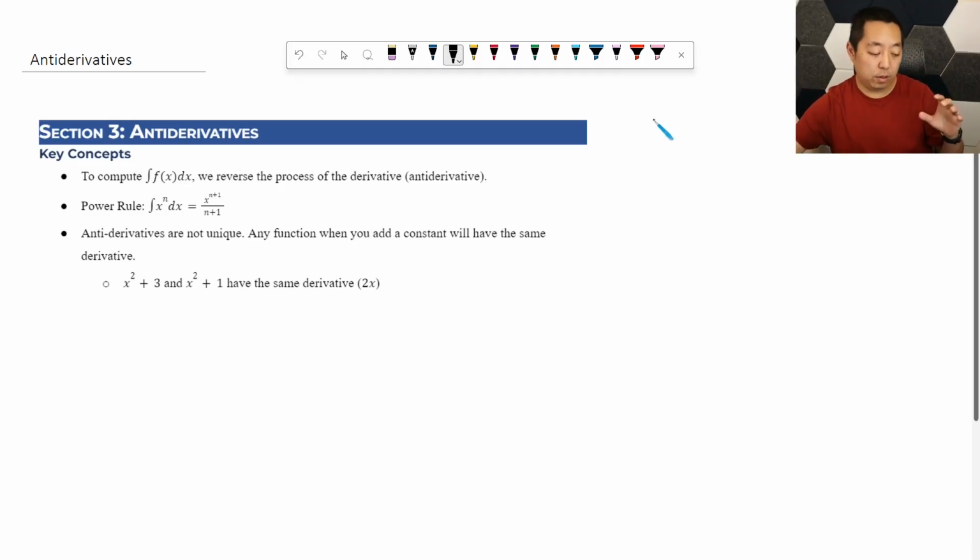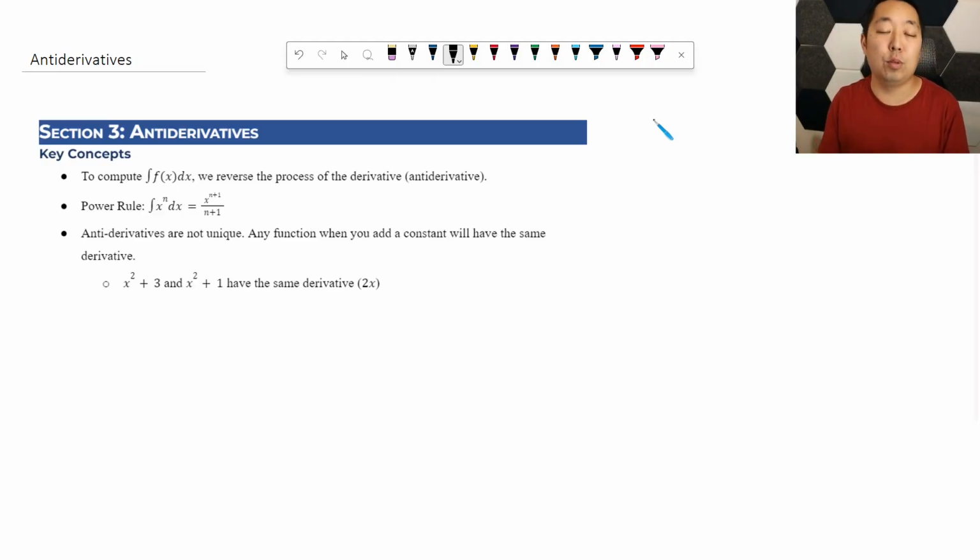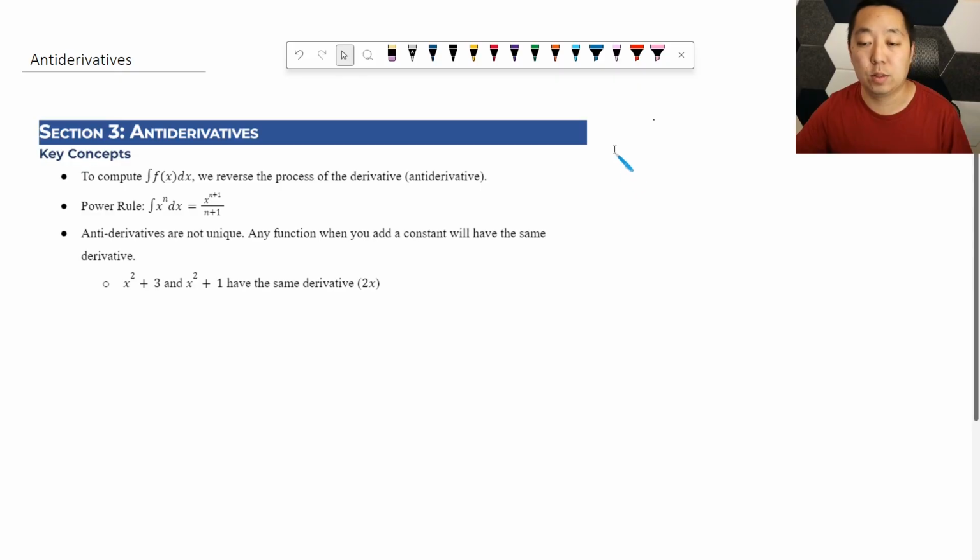So here's the thing about integrals. In order to do the integral, we have to compute the reverse of the derivative. That's the key thing about the fundamental theorem of calculus, and we'll get into that. But one of the key skills is you have to be able to reverse the derivative. Okay, so let's just talk about what that means.